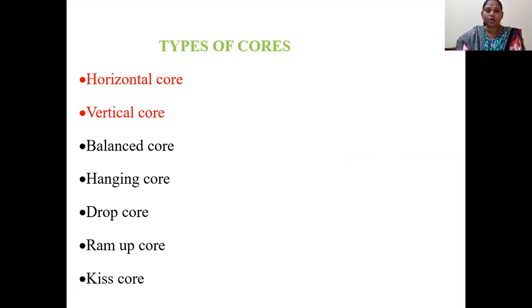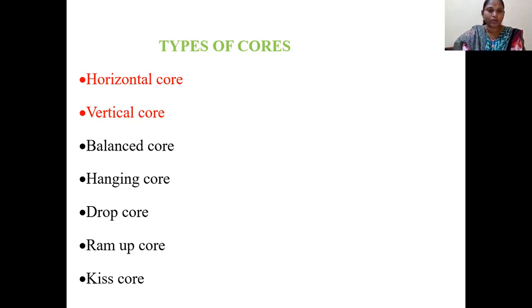Do you know what a core is? A core is a device which is used to produce hollow sections in the castings. There are types of cores. Here you can see on the screen: horizontal core, vertical core, balanced core, hanging core, drop core, ram up core, and kiss core. These are the types of cores which will be used in the making of the cores.